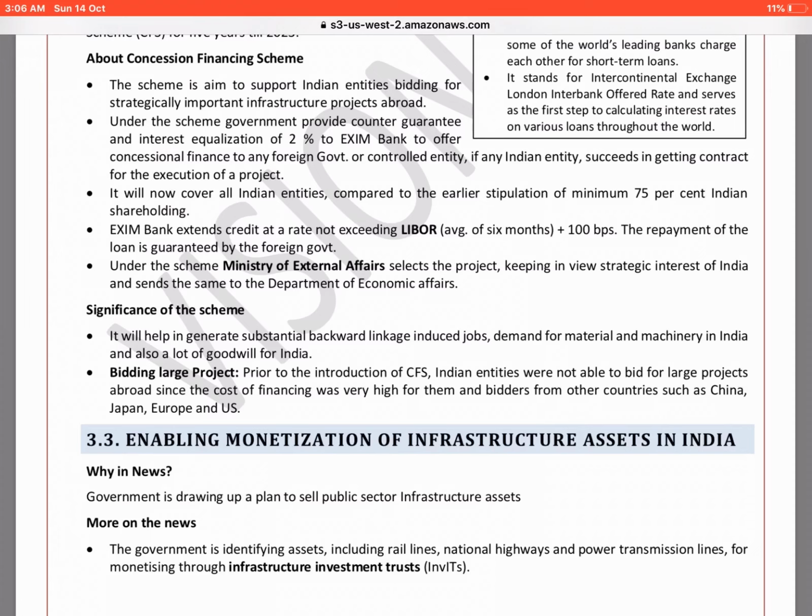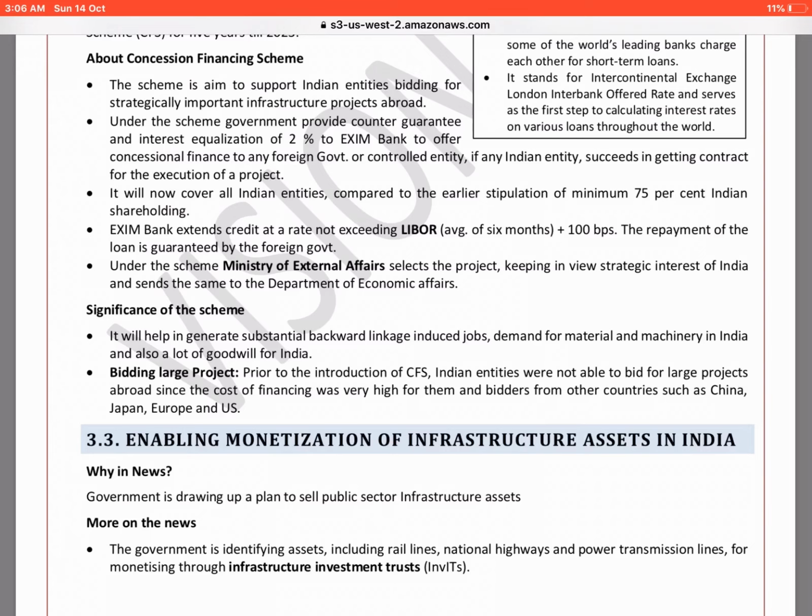On that loan, whatever percentage interest rate the Exim Bank gives to the Indian entity to bid for infrastructure projects abroad, of that percent, 2% will be exempted, and the government will give concession on that 2% of the interest rate which is being charged by the Exim Bank to the Indian entities who want to seek loans to bid for projects abroad. So I have told you in brief what it is.